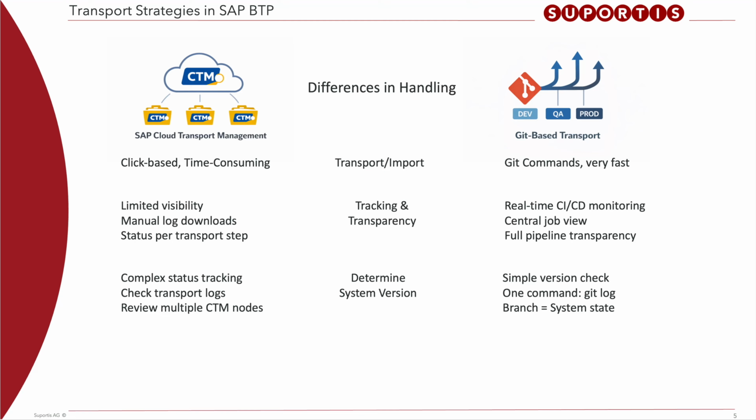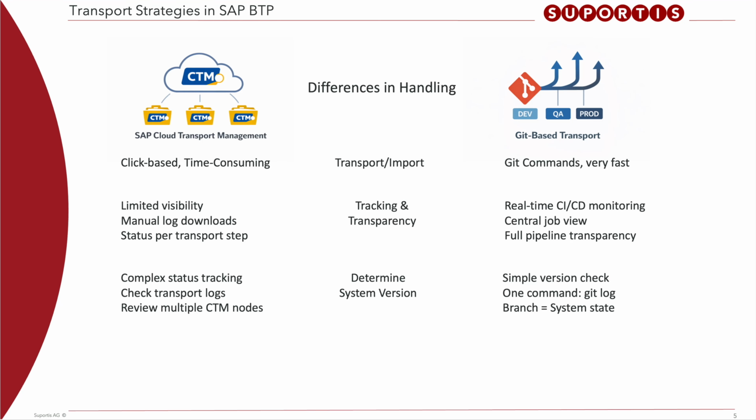On the right side, with Git-based transport, everything runs through the CI/CD pipeline. We can monitor the job in real time. All logs, all steps, and the full deployment history are visible in one central place. This makes troubleshooting and tracking much easier.